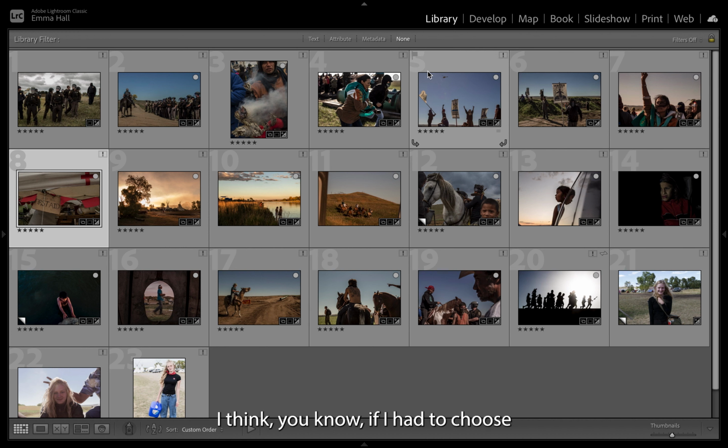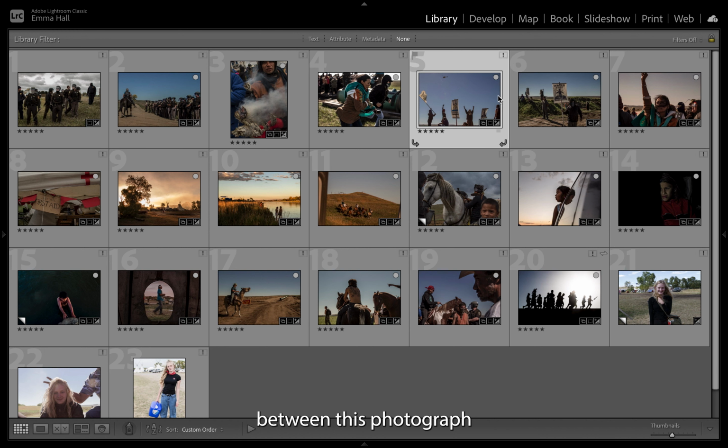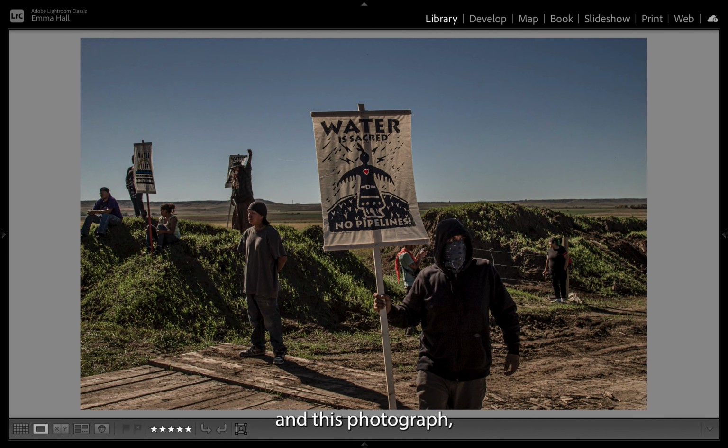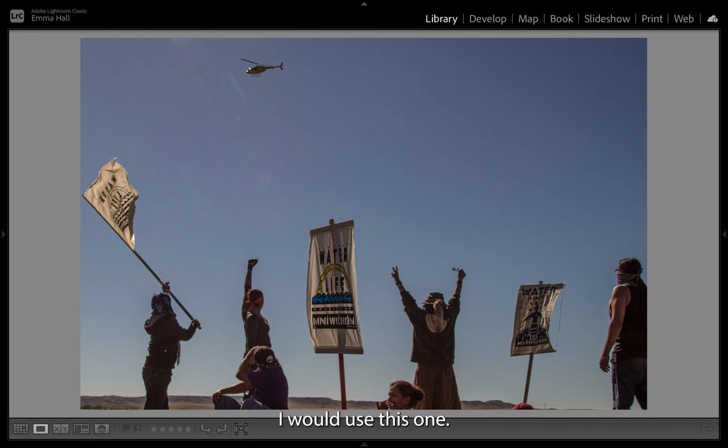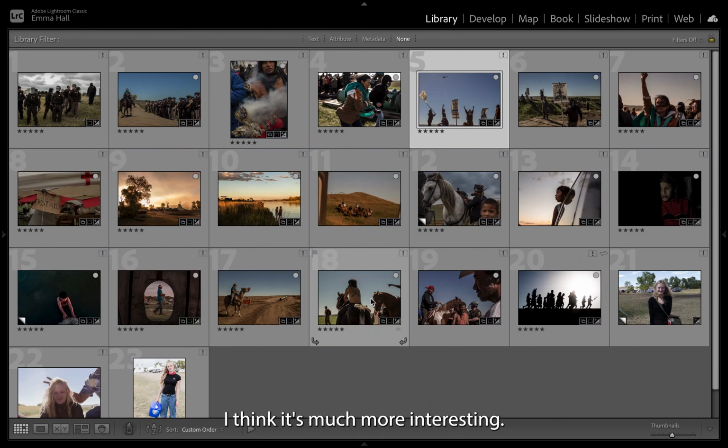So let's take a look. I think, if I had to choose between this photograph and this photograph, I would choose this one. This one tells more of a story with the helicopter. I think it's much more interesting.